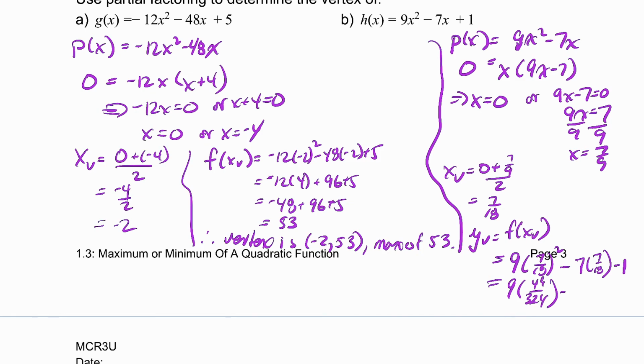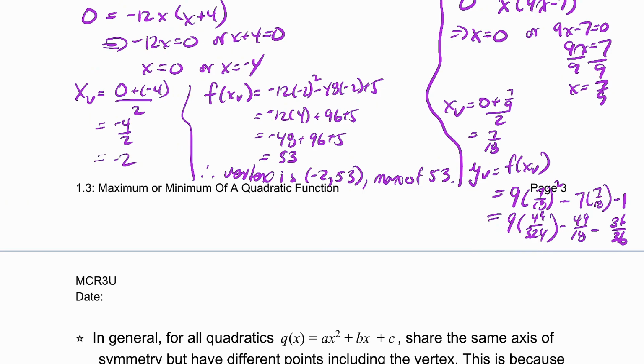minus 49 over 18 minus, so here I must find a common denominator of 324. So 324 over 324. I don't think 324 is divisible by 9. Oh, it is. It's actually, this comes out to be 36. So let's change this to be 36 over 36. So let's continue this down here. So this reduces to 49 over 36.